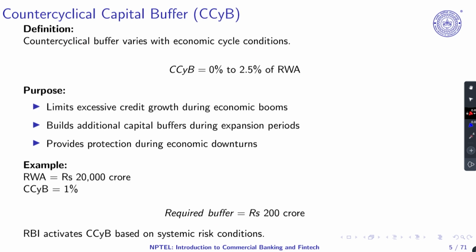Second interesting component is again about the countercyclical capital buffer, which deals with different kinds of economic cycle conditions. For example, here we have 0 to 2.5% of the risk weighted assets. So the countercyclical capital buffer has people for and against. Some argue that it will create a lot of pressure on the banks to keep this extra capital, but there are people who argue that this is good for the banking.